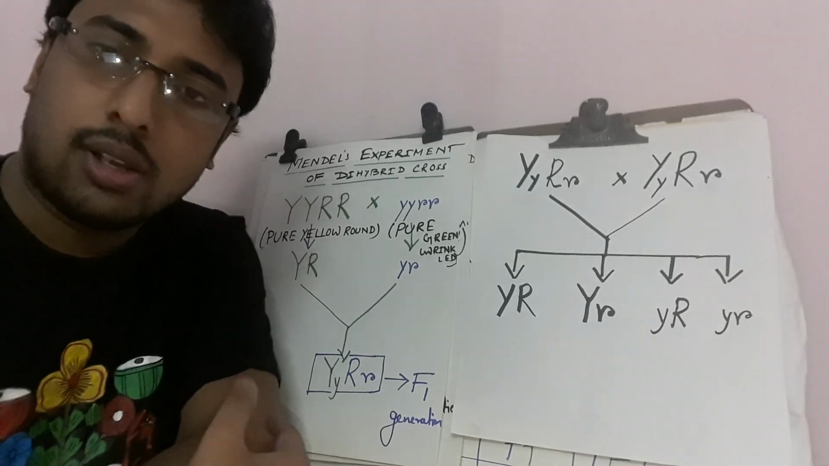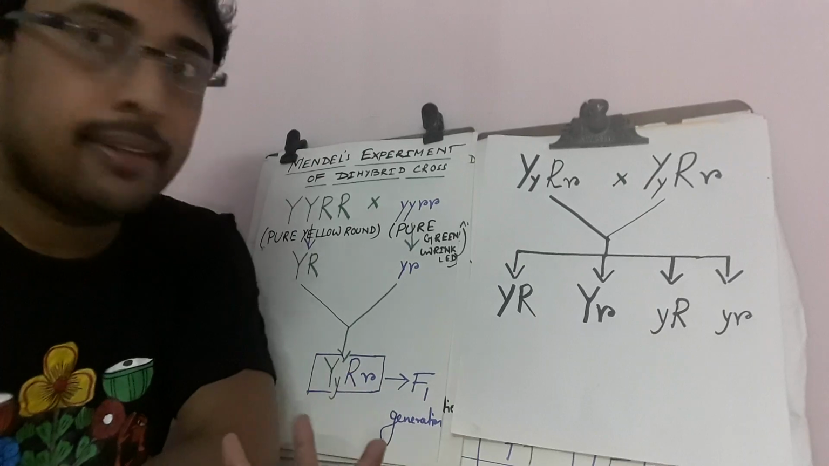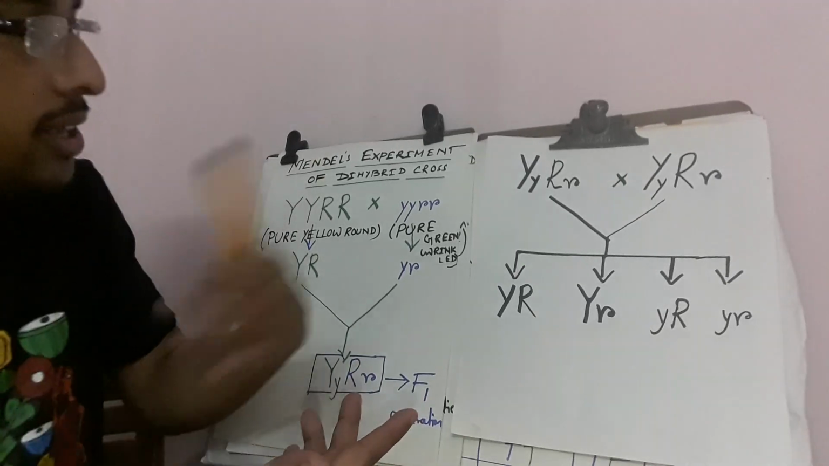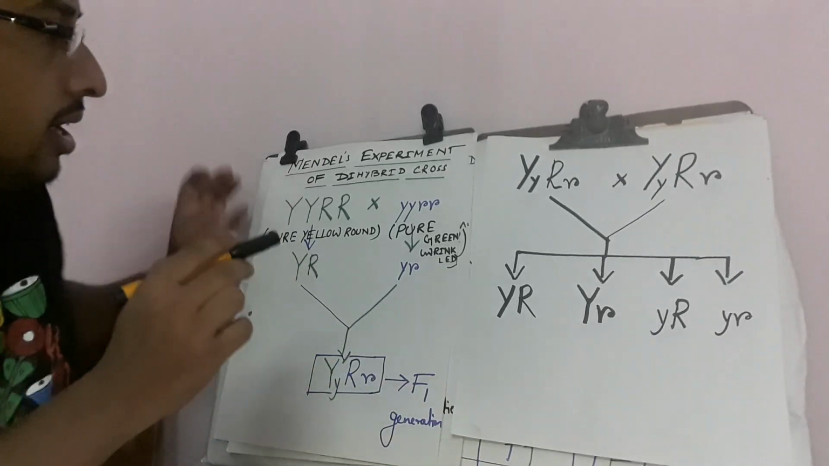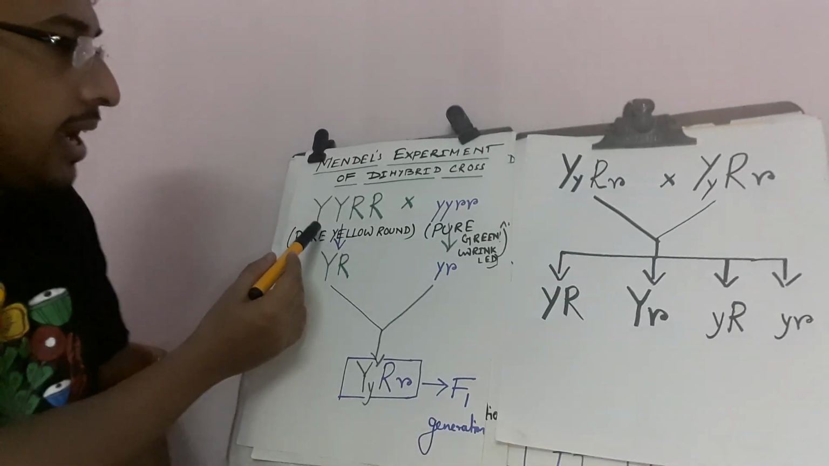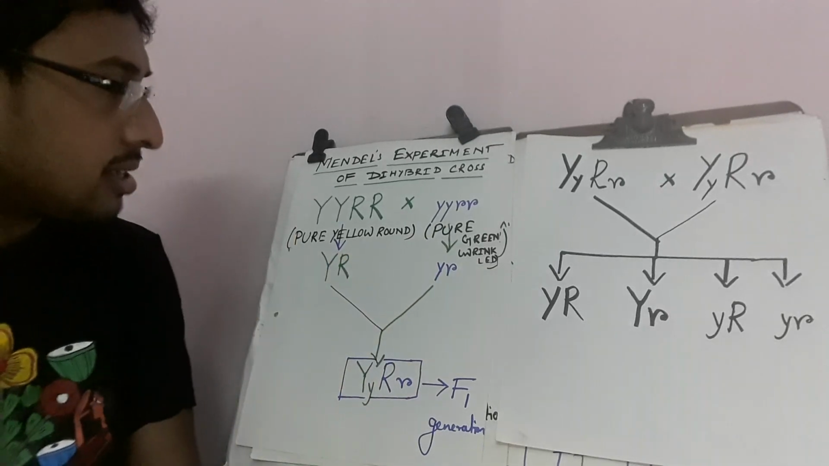Hello students. So, Mendelian experiment on dihybrid cross. What is a dihybrid cross and what are the results of a dihybrid cross, that I will explain now. Dihybrid cross means Mendel has taken two pairs of characters.